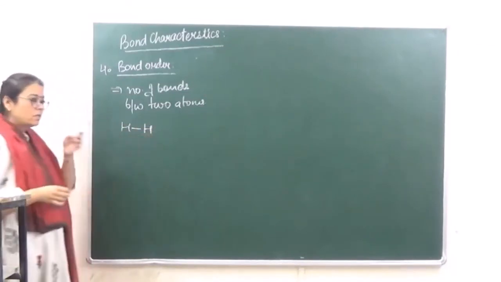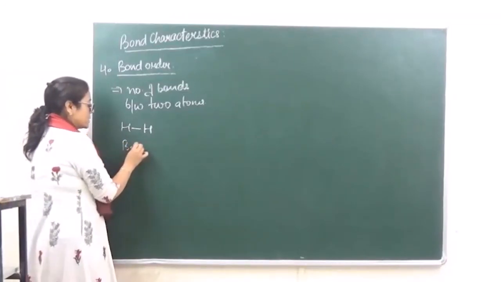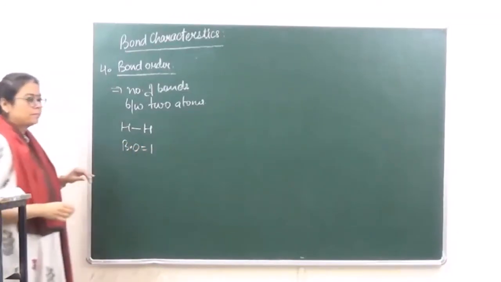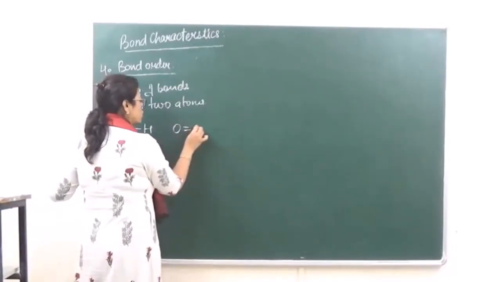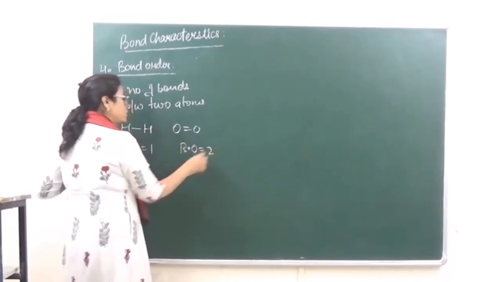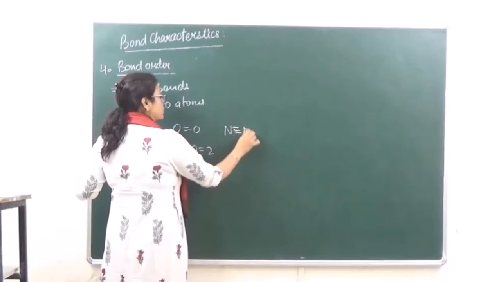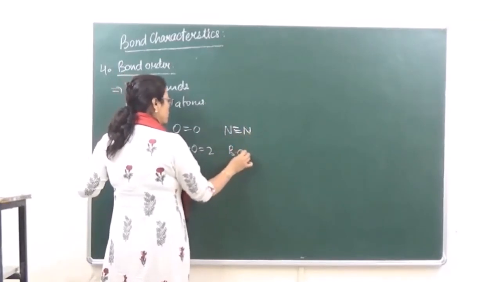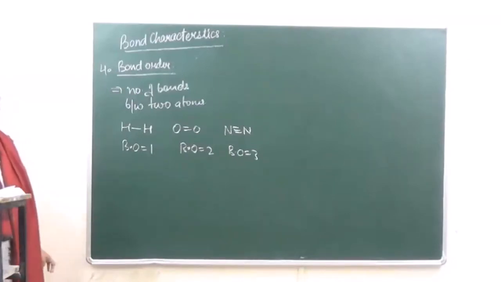जैसे for example, if we are talking of hydrogen and hydrogen, there is a single bond between the two. So the bond order in this case is taken to be 1. Right? Then if we are looking at oxygen, oxygen has O double bond O. So the bond order is going to be 2. And when we are looking at nitrogen, nitrogen has a triple bond. So the bond order in this case is going to be equal to 3.